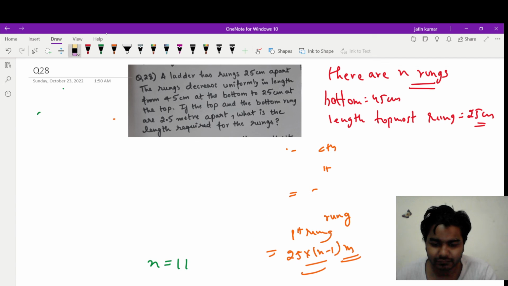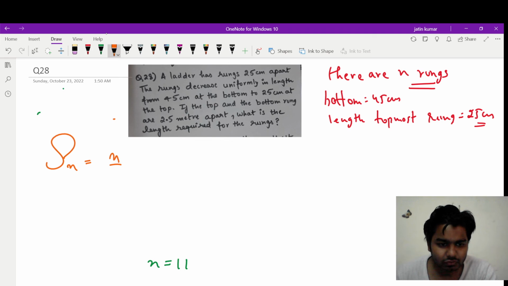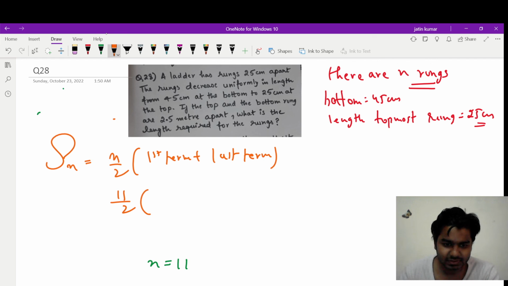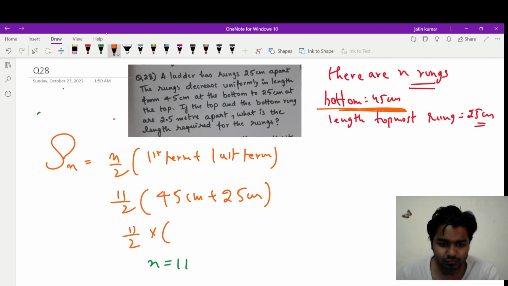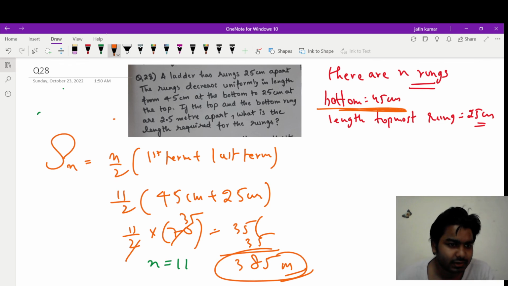We have the length of the first rung and we have the length of the last rung. So simply we can apply the sum formula, n by 2 into first term plus last term, right? n is 11. The length of the first term is written here, see, the bottommost, the first rung is 45 centimeter, and the length of the last rung is 25 centimeter. So simply you have to solve it. 11 by 2 into 70, right? 35 into 11, 385 meter is the required length.